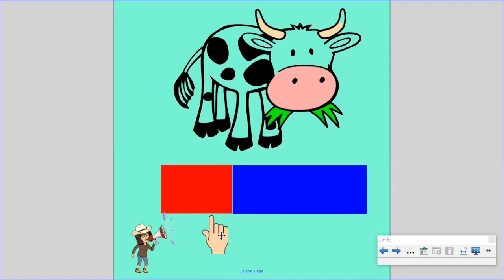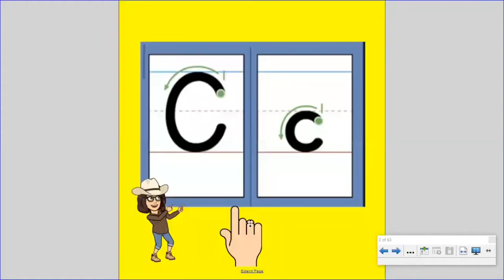For example, say cow. Now stretch it out. K, k, cow. What sound do you hear at the beginning? K. What letter makes that sound? Did you say the letter C? Good job. The letter C makes the K sound.